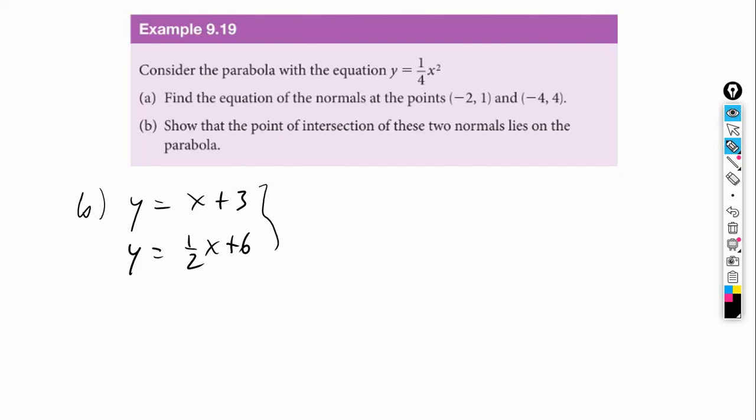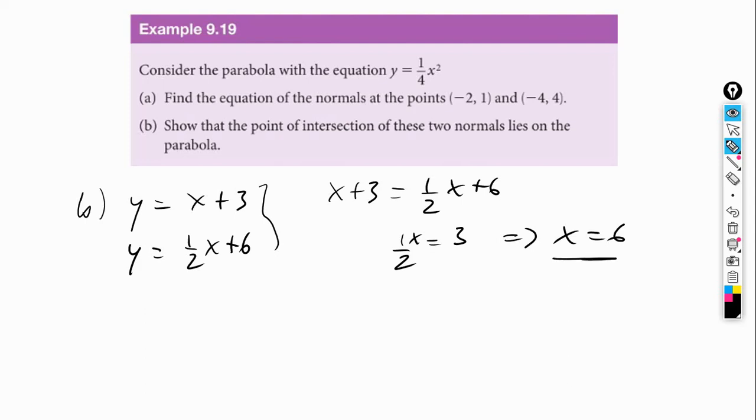We can do a substitution and just say that x plus 3 is equal to 1/2 x plus 6. We solve for x, and we're going to get that 1/2 x, sorry, is equal to 3. Therefore, x is equal to 6. All right, so if x is equal to 6, that means that y is equal to 6 plus 3. So y is equal to 9. That means that the point of intersection of the two lines is (6, 9).